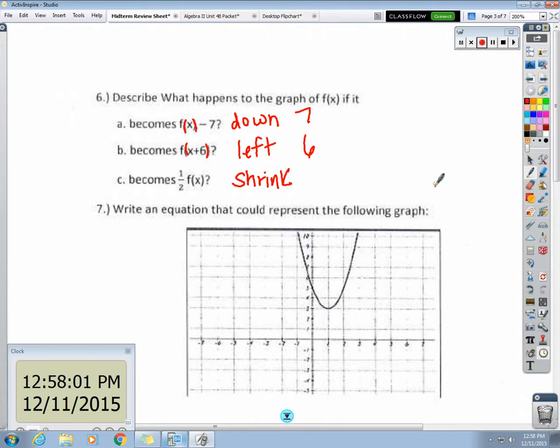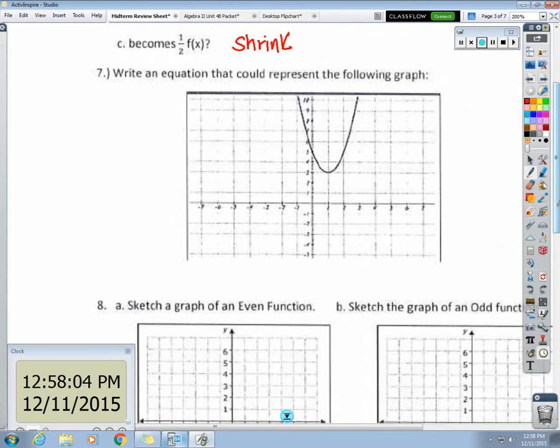Okay, number 7. Write an equation that can represent the following graph. Okay, well look at this picture. Tell me what you notice about this graph. There's a parabola, which means it's what kind of equation? Quadratic, which means it's x to the second power. Okay, what else do you notice about it? Up, how many? And what direction over? How many? Okay. It's also opening up, so it's positive.